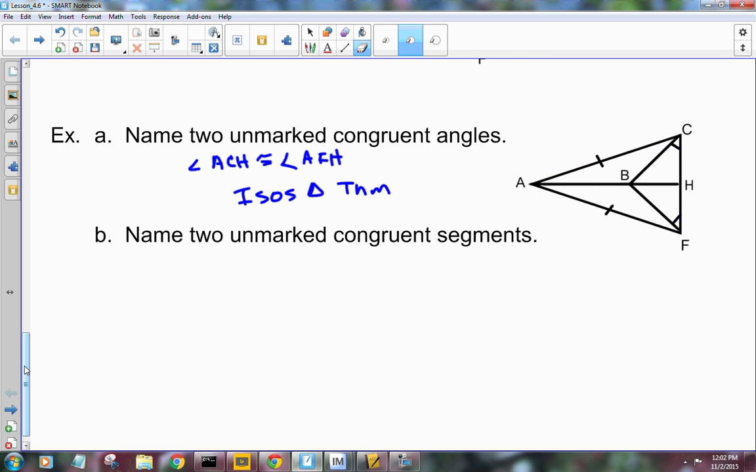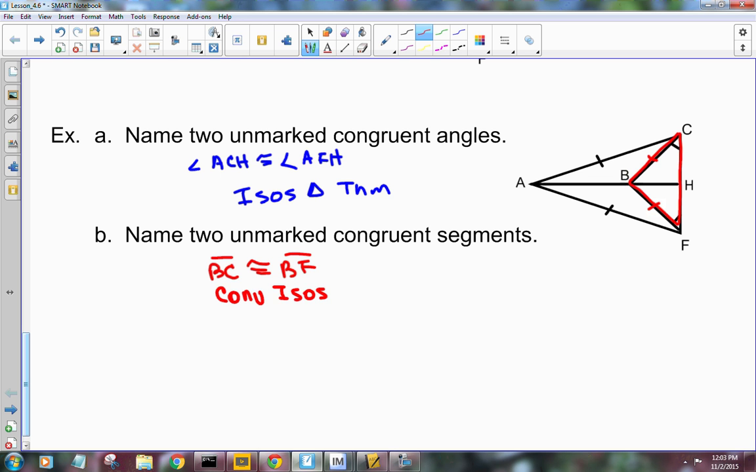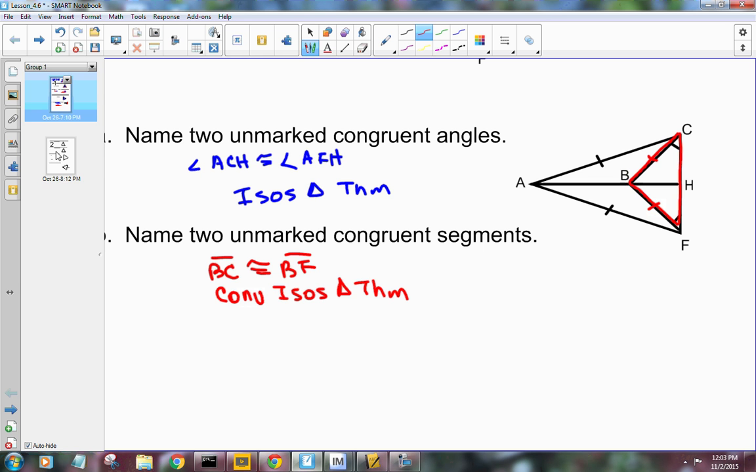Now, let's look at two unmarked congruent segments. I think this one's a little easier. What do you think, Sterling? BC and... look at this triangle here, we've got those base angles congruent, and so that allows us to say that those legs are congruent. So BC is congruent to BF. And what theorem is that? What allows us to say that? So that one's the converse of the isosceles triangle theorem. Good. Okay, let's go to the next page.